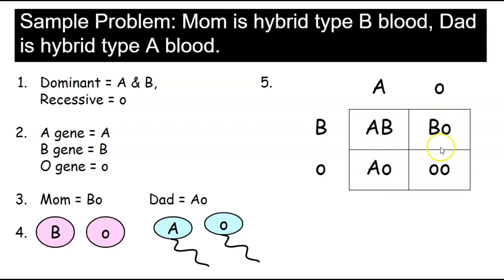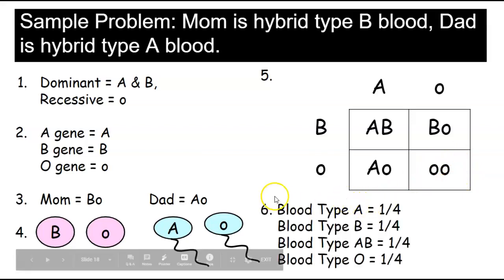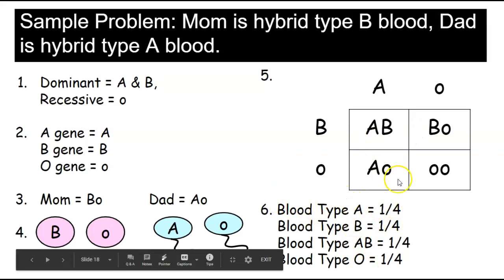So if we have an A and a B, what blood type will it be? This is going to be type AB. If I have a B and an O, what blood type is it going to be? This would be type B, right? Because O is recessive. What about AO? That's going to be type A because O is recessive. And what about OO? That's type O. So again, here, when we do our results, we've got 4 total squares, so 1 out of 4 for each of the blood types.